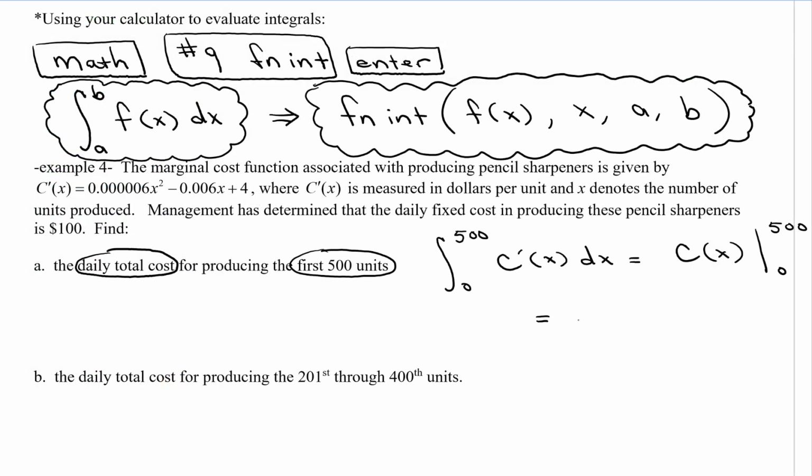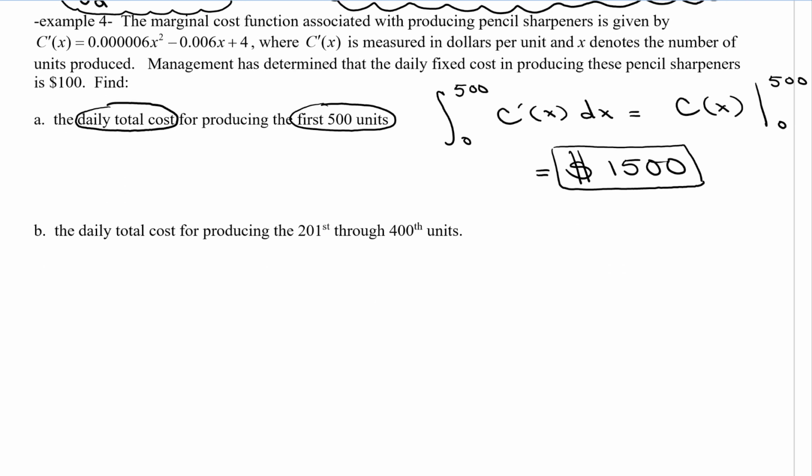Let's go back. So we're just going to write here, this is equal to, and remember to write down that dollar sign because we are talking about money, $1,500. This represents the daily total cost for producing the first 500 units.